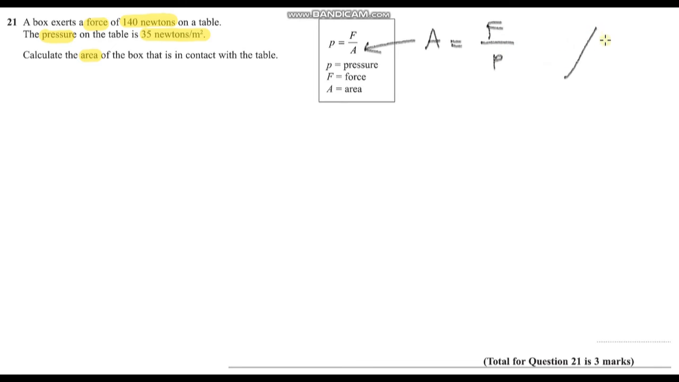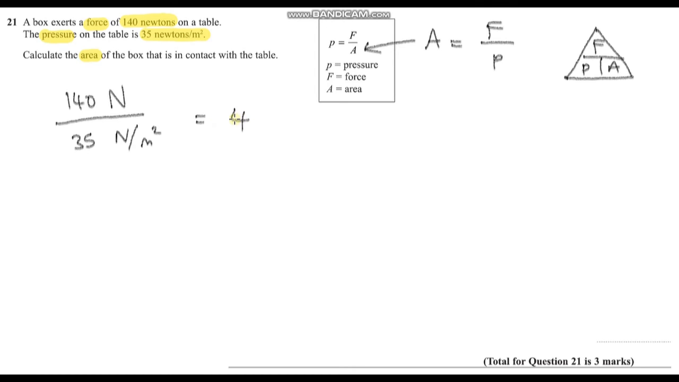Okay, a lot of people like to use these triangles. So if we've got pressure, force and area, we can see that the pressure is the force divided by the area. The force is the pressure times the area, and the area is the force divided by the pressure, which is what we've got here. So we've got the force. Well, the force is 140 newtons, and we're going to divide that by the pressure, which is 35 newtons per meters squared. So what's 140 divided by 35? Well, I can see that that is 4. I don't need a calculator for that.